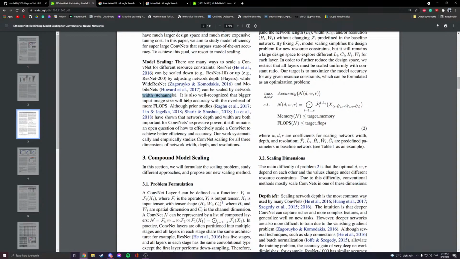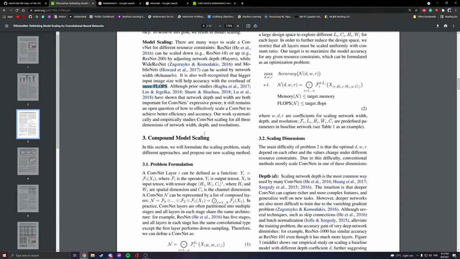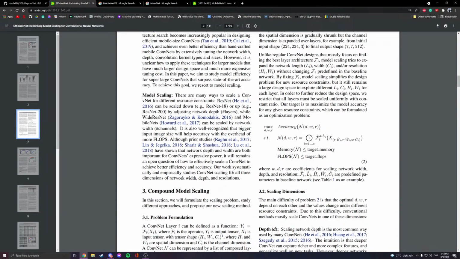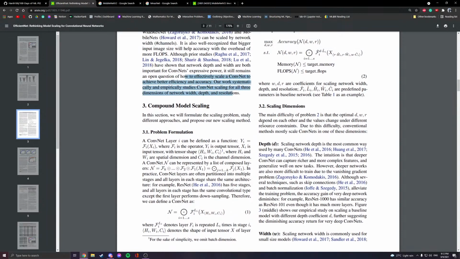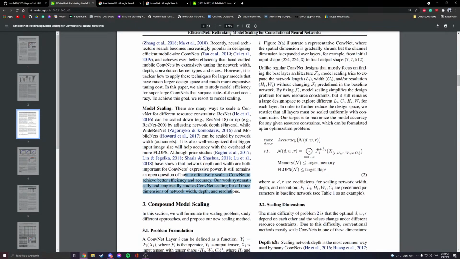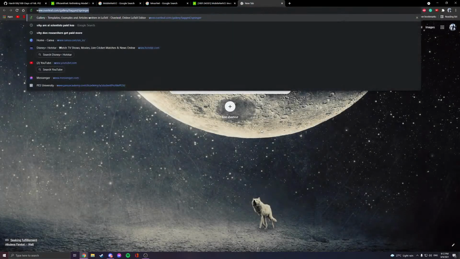And of course, increasing the image input size will also increase the overhead floating point operations per second. So the question here is how to efficiently scale all of these metrics with depth and resolutions while keeping the model efficient while scaling it. That's the entire question here. I think one thing that I want to get cleared up is what exactly is a width?